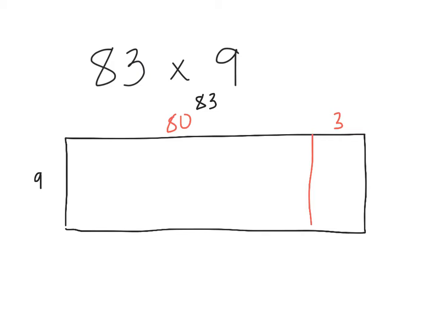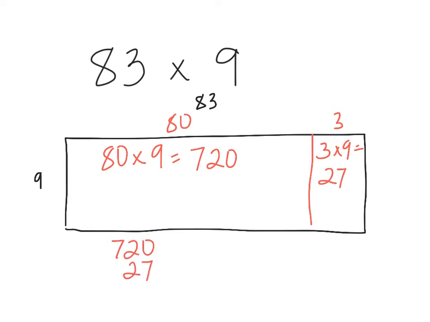I'm going to go ahead and do this with 80 because I've been practicing my 9 facts, and I know that 80 times 9 is 720 because 8 times 9 is 72. In this box over here, we have 3 times 9, and that equals 27. So when I add 720 and 27 together, I get 747. So 83 times 9 is 747.